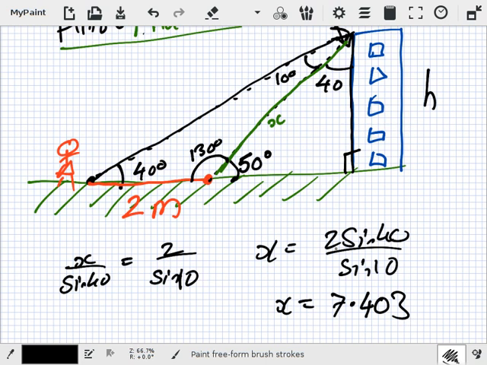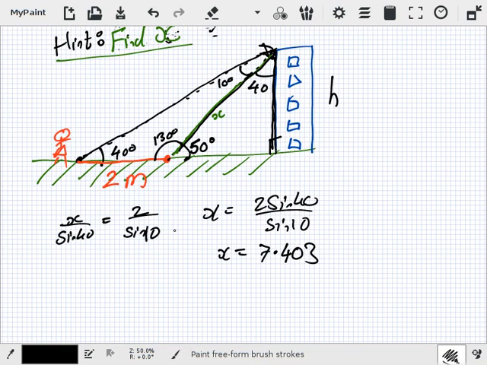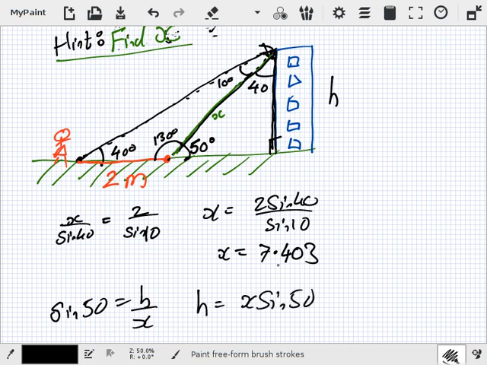Now, lastly, I want to get the h here, and I know the x. So what would be the best way to get that? And remember, it's a right angle triangle. Yeah, you could say sine of 50 equals h over x. Yeah? So h equals x sine 50. So your previous answer times sine 50. So what do you get here? 5.671. 5.671 then. Yeah.